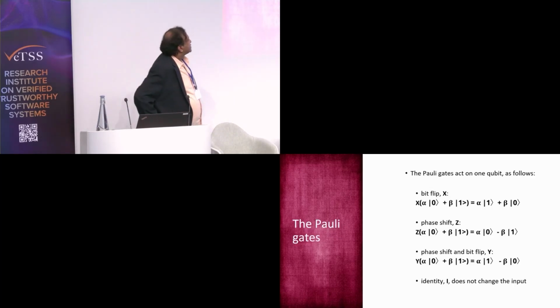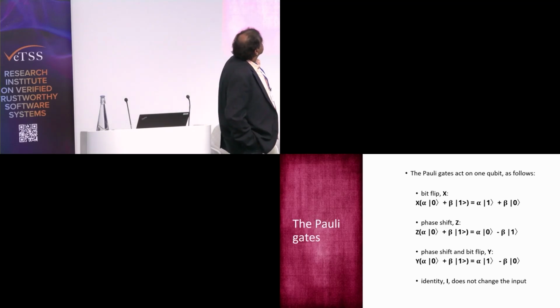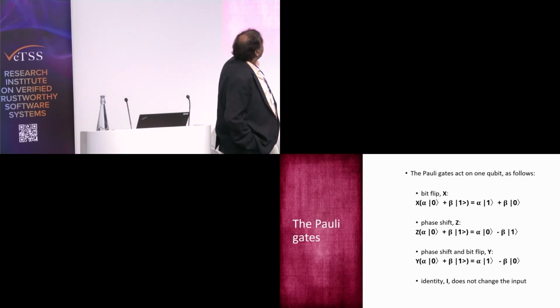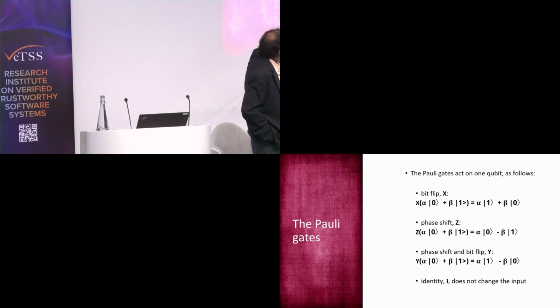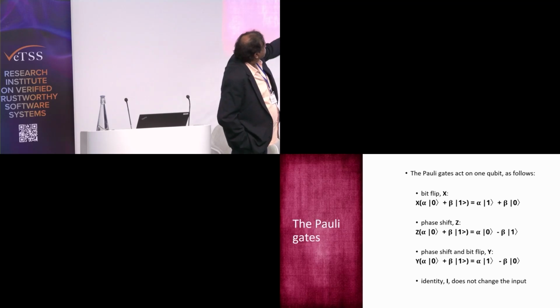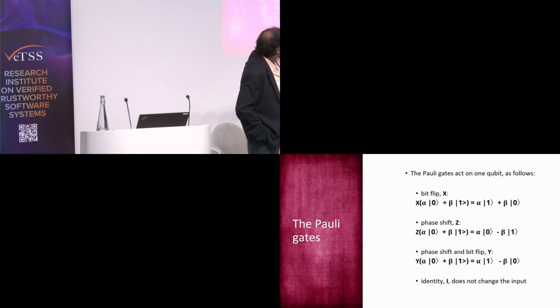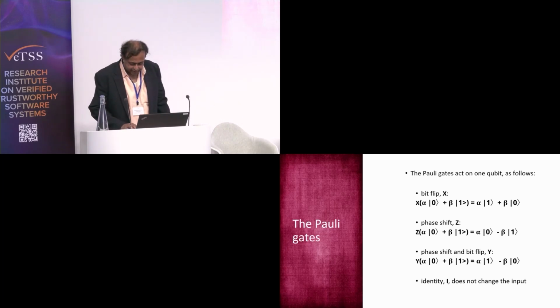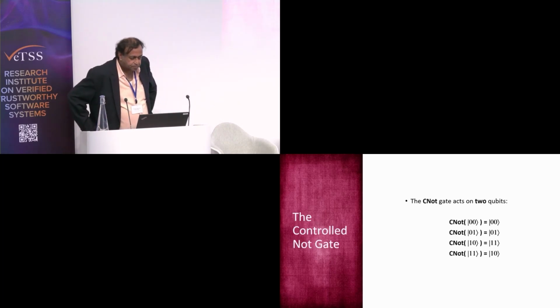And then there are other gates. These are also single qubit gates. The first gate is like the NOT gate, but it applies to the superposition. So it flips the 0 to a 1 and a 1 to a 0, okay? The second gate shifts the phase, so the plus becomes a minus, and the last one does the phase shift and the bit flip. So the plus goes to minus, and 0 goes to 1, and 1 goes to 0. These are called Pauli gates, including the identity gate, which does nothing.